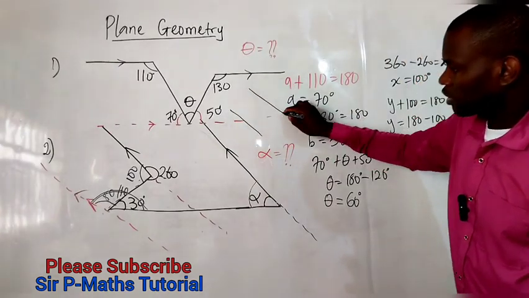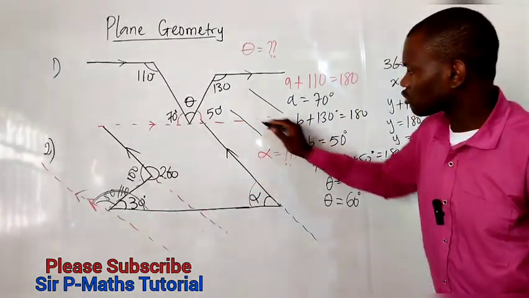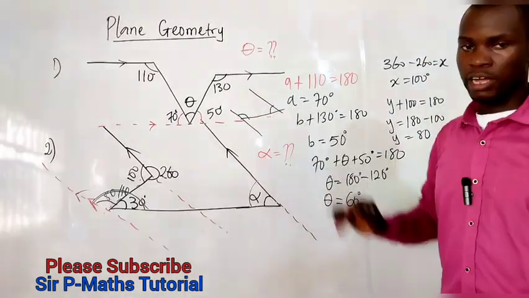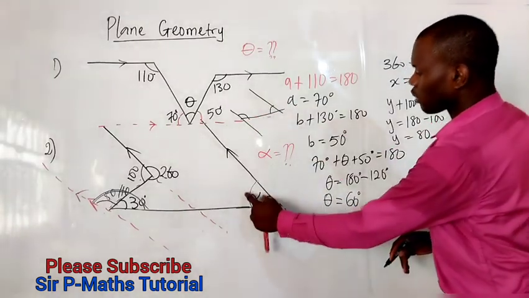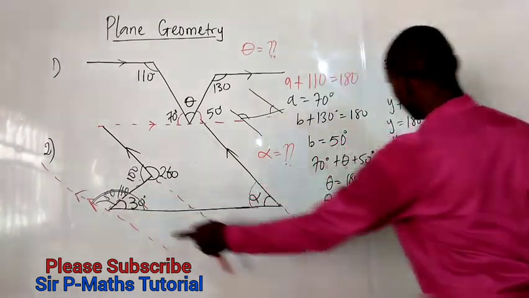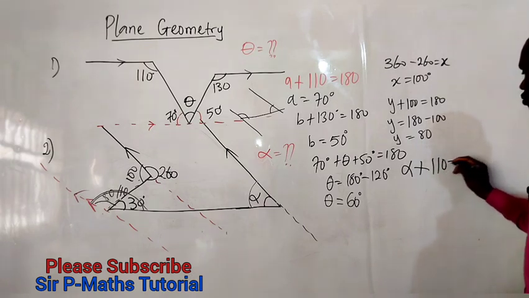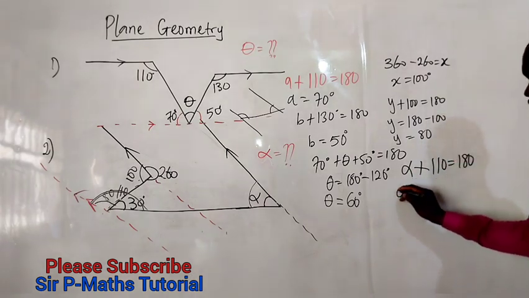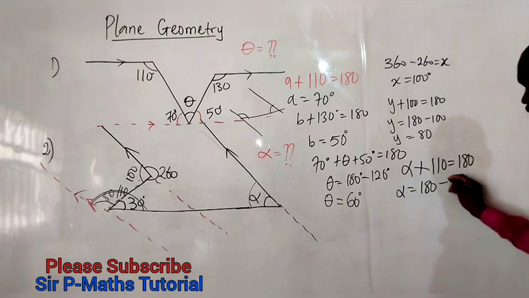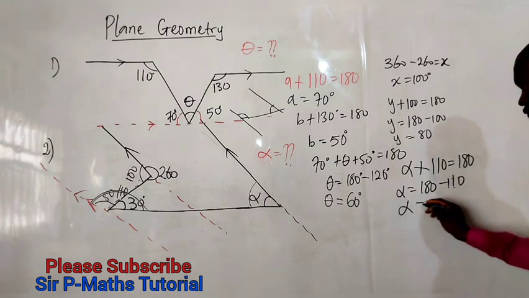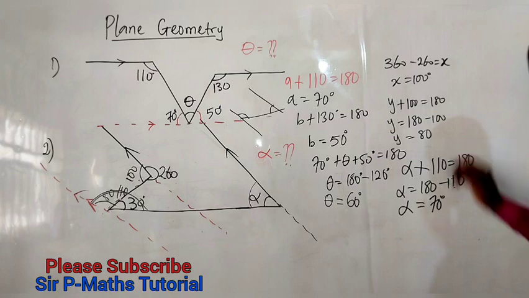This line and this line are like this, and then this line forming a transversal like this. So this angle and this angle, they are supplementary. So how do I get this angle now? I'll say alpha plus this angle, which is 110, will give me 180. To get alpha, I'll say that alpha is equal to 180 minus 110. If I subtract, I'll have my alpha to be equal to 70 degrees.